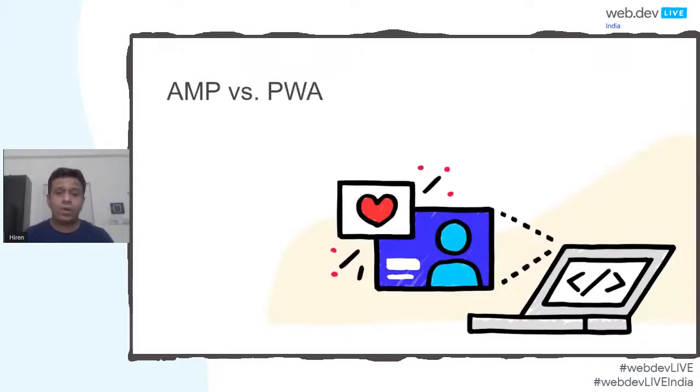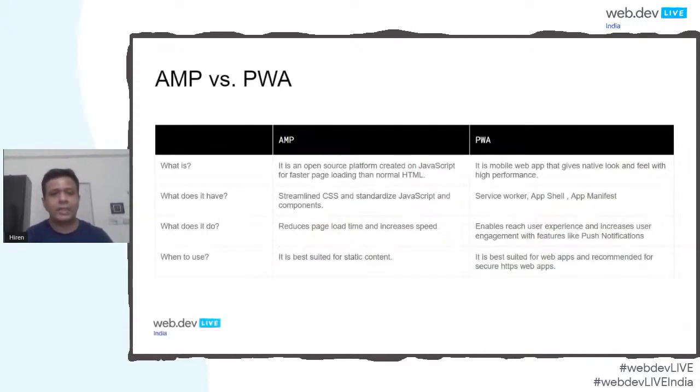Now we all know that there is PWA already in the market, the progressive web application. It is doing the same thing, creating high performance web applications. It is creating web applications which load very fast. It has user engagement and everything. So why should we go for AMP? Here I have created a brief comparison between AMP and PWA, so it is very clear to you when to use AMP and PWA.